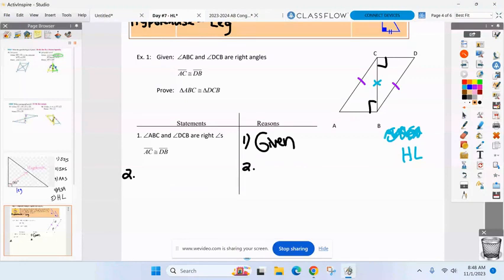Why HL? Is it a right triangle? Do I have the hypotenuse congruent? Yes, that was given. Do I have a leg? That was my reflexive side, so this is HL. Everyone good with the plan? It's an HL proof. All right, so what do I need in there still?